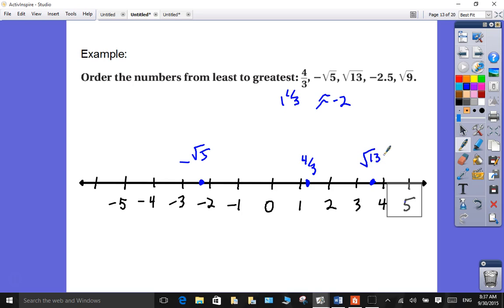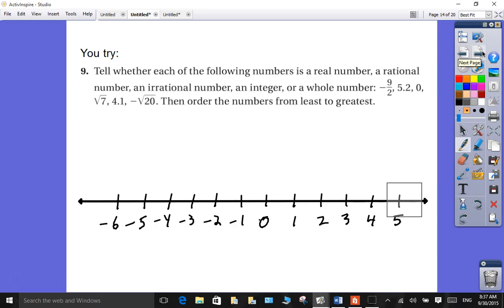And negative 2.5, okay, that one we know. That would make it right there. And the square root of 9, 3. Okay, so you have to do a little bit of estimating and then you can put them in order.